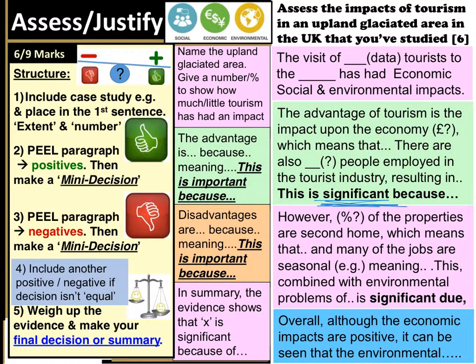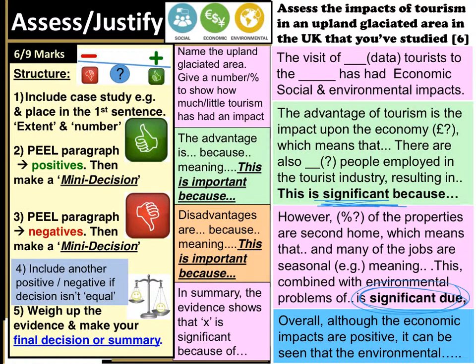Also, many of the jobs are seasonal, so when people are visiting just before summer, during summer and in the early autumn time. So that means that other parts of the year there's going to be high unemployment or maybe temporary contracts. Maybe a lot of the jobs are going to be low paid jobs in terms of lower skilled service work. Then we're going to talk about the environmental problems. So the environmental problems to do with traffic, about 95% of people arrive by car. And then you could talk about the impact of pollution and the congestion and traffic jams and the lack of parking. You could finish that off with, this is significant because, that's your mini decision.